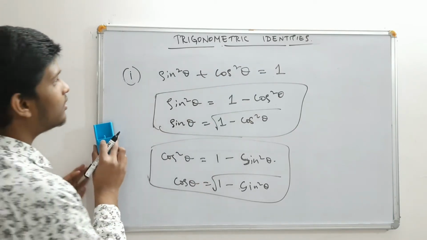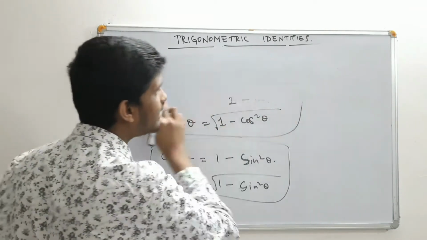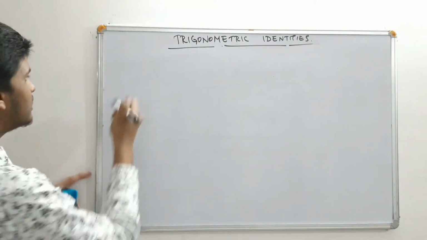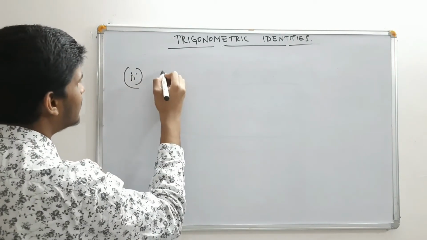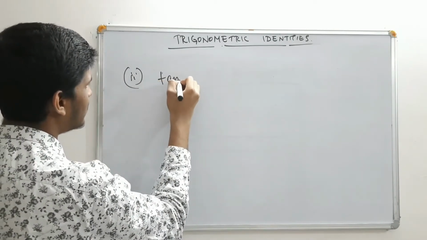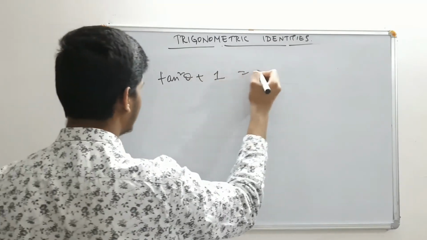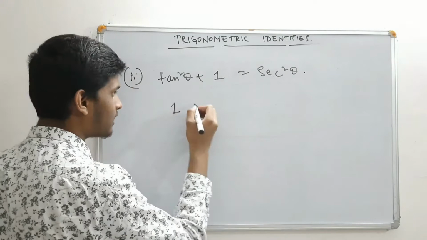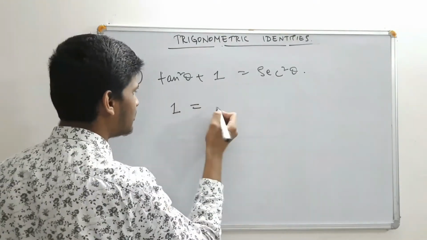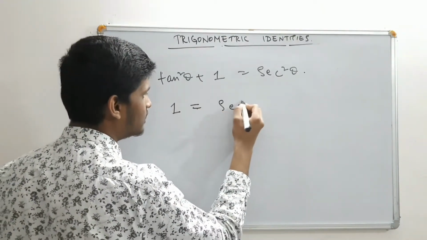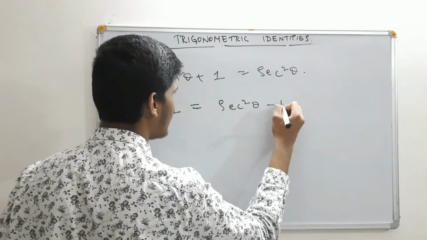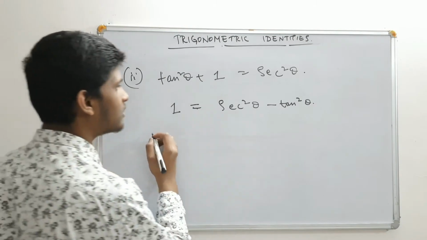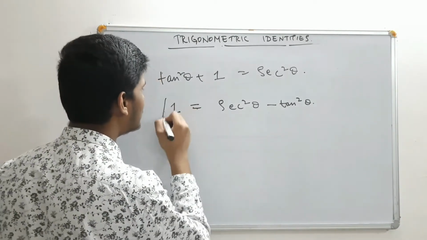Very good. Now consider the second identity, what is the second identity? Come on, say it fast. Louder. That is tan square theta plus 1 is equal to secant square theta. So now we send this tan square theta to this side, so it becomes 1 is equal to secant square theta minus tan square theta. Am I right? Yes. So this is one we got. Very good.